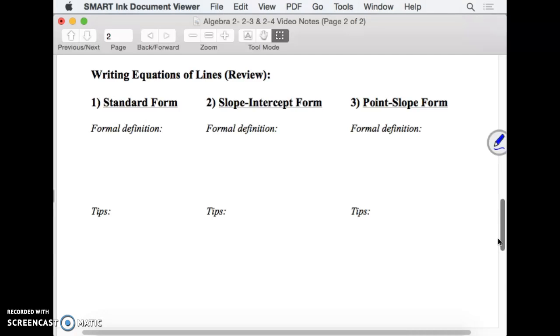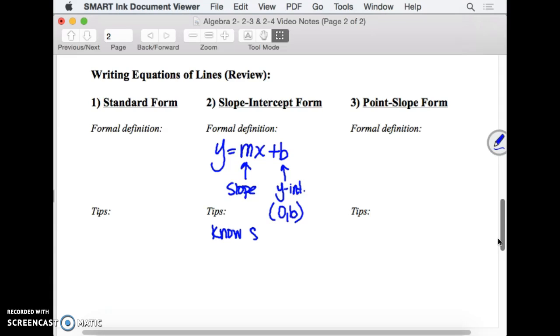If you flip your sheet over to the back, we're going to go through each form of lines. I'm going to start with slope-intercept form because it's the one you guys know the best. So y equals mx plus b. M is your slope. B is your y-intercept. I want you to write that as a point, so that'd be the point (0, b). It's best to use when you know the slope and y-intercept, hence the name, slope-intercept form.